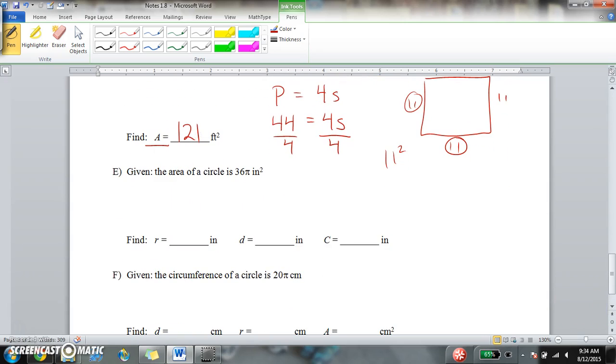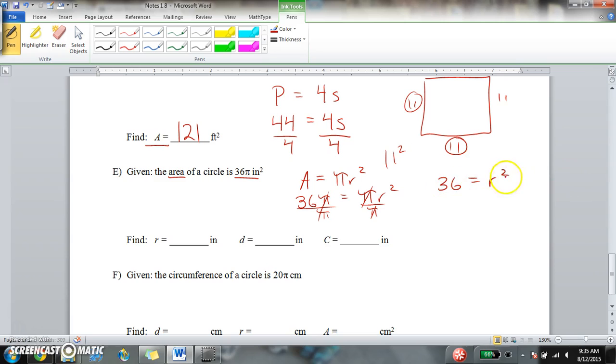Given the area of a circle is 36 pi. So again, write out your formula. Area of a circle is pi times the radius squared. Tells us the area is 36 pi. So 36 pi equals pi times the radius squared. Well, I've got pi on both sides of this equation. So if I divide by pi, because I want to solve for r, it just cancels out. It goes away from both sides. So I'm left with 36 equals my radius squared.